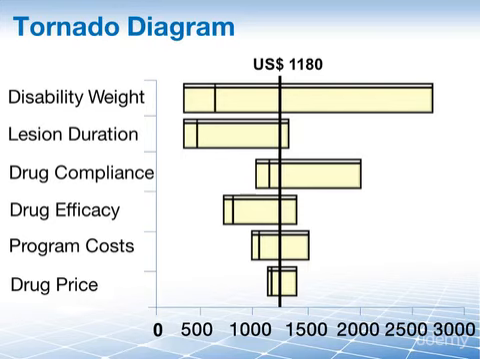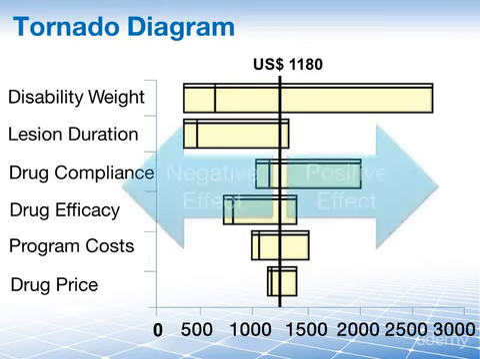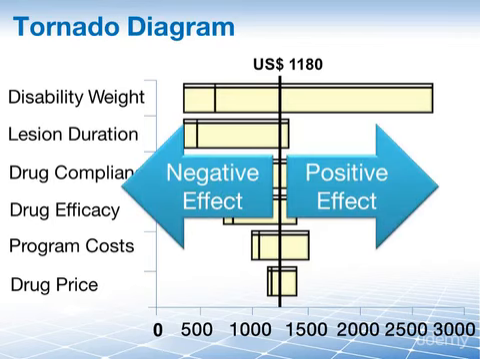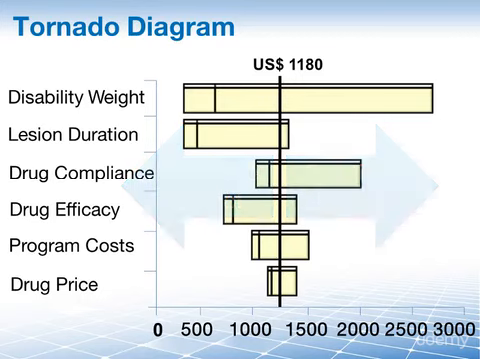You can see that we have a center line here, which is the neutral line. For each risk, we will then define what negative and what positive effect our risk may have on the project. And as you can see from this as well, the risks at the top of the tornado diagram have the most risk, and the ones at the bottom have the least risk.